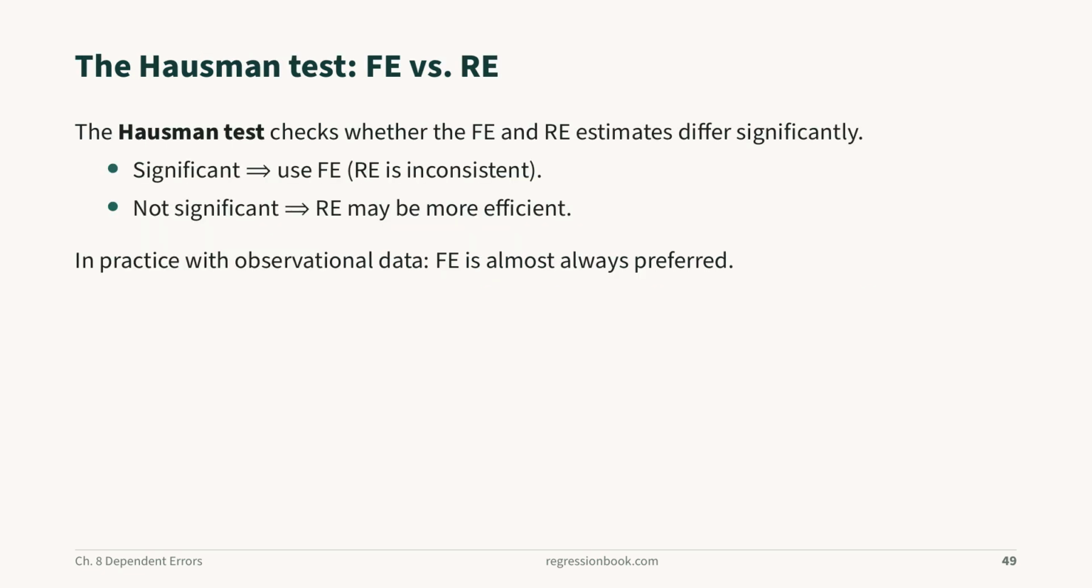The Hausman test asks the data that question by comparing the two estimates. A significant difference says the random effects assumption fails. Use fixed effects. An insignificant one permits the more efficient random effects. And the page's last line is the practitioner's consensus. With observational data, fixed effects is almost always the preferred choice.